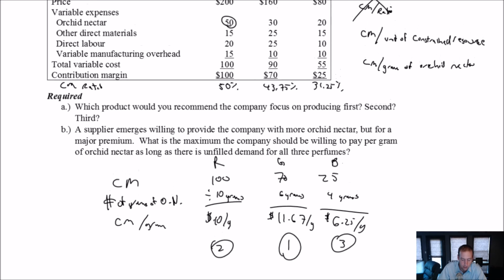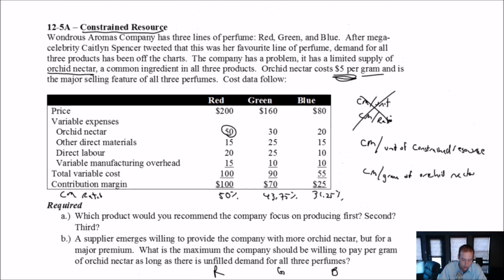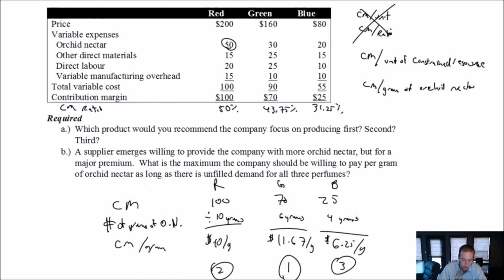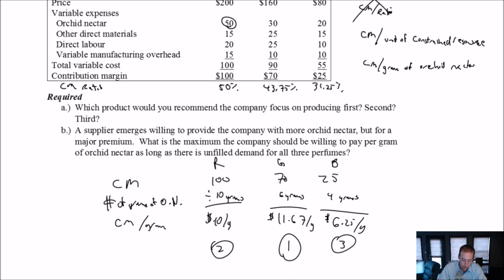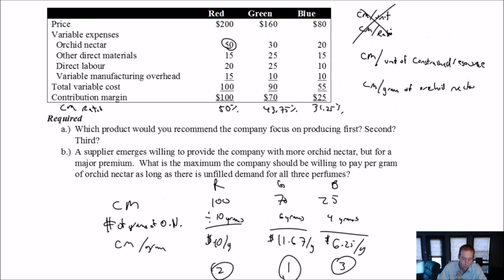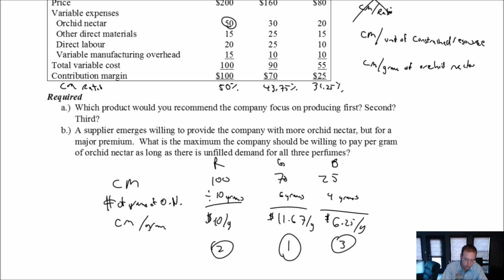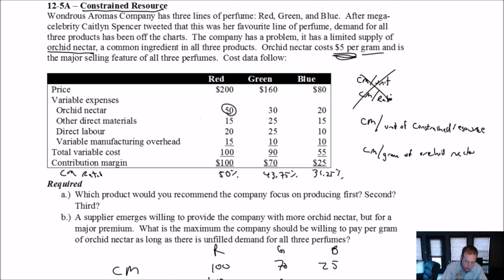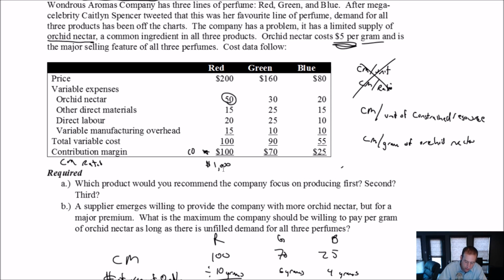We can figure this out if you say, look, we have 100 grams of orchid nectar. Okay, 100 grams. What should we make? If we made all red, with 100 grams we would be able to produce 10 bottles, right? 100 grams is 10 bottles. 10 bottles times the contribution margin would give us $1,000. If we only made green, it takes 6 grams.